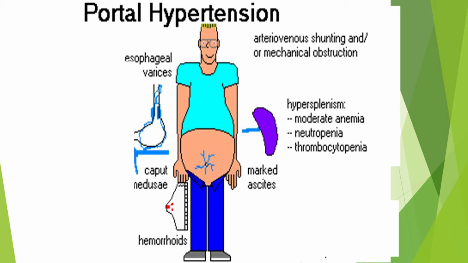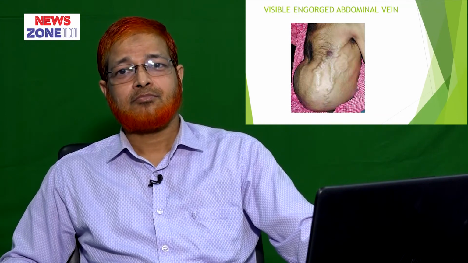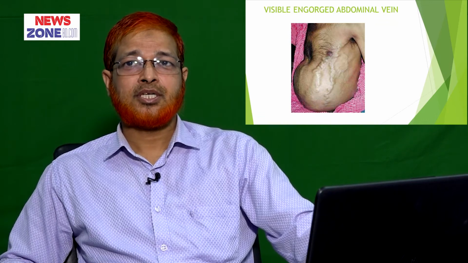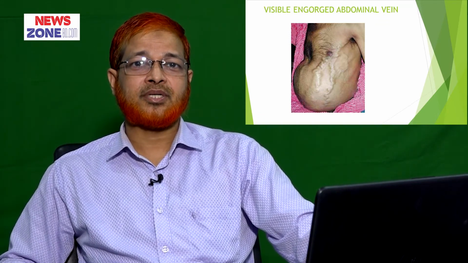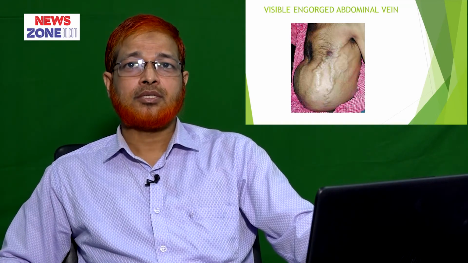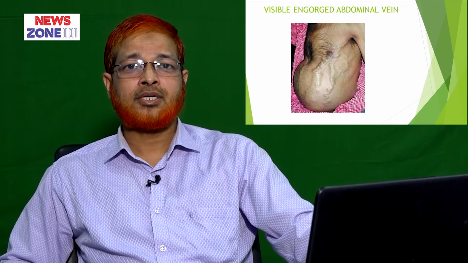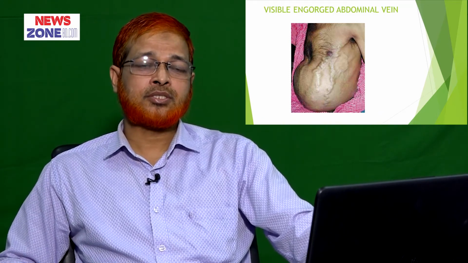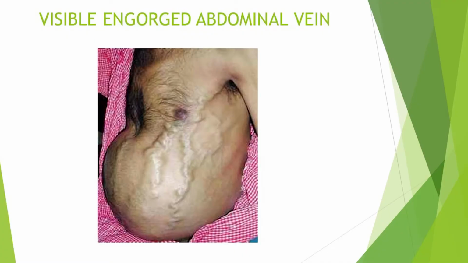You can see the engorged vein in the abdomen. It may be due to portal hypertension, but you have to examine the direction of the vein, because in case of cirrhosis of liver, the vein direction is the same but exaggerated. But in case of superior vena cava obstruction, the direction is reversed. You should remember that the engorged vein in portal hypertension has normal direction but is exaggerated. Okay.